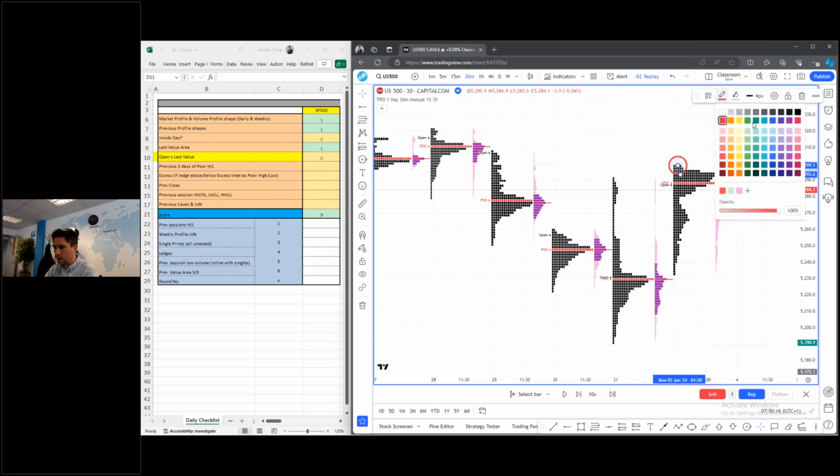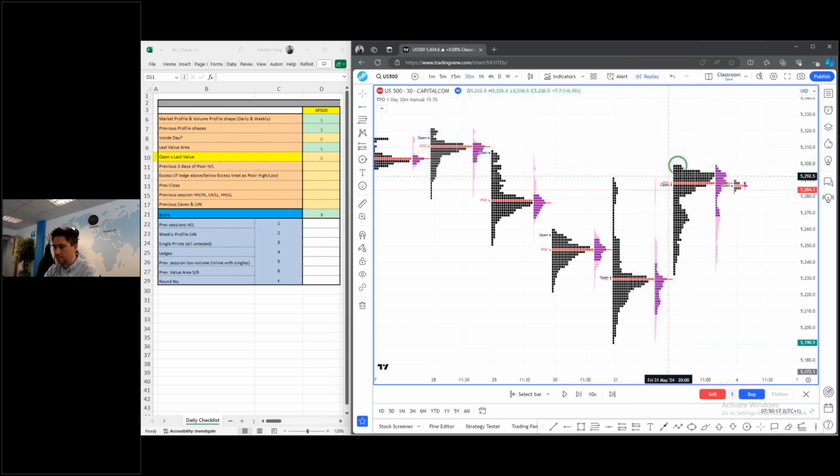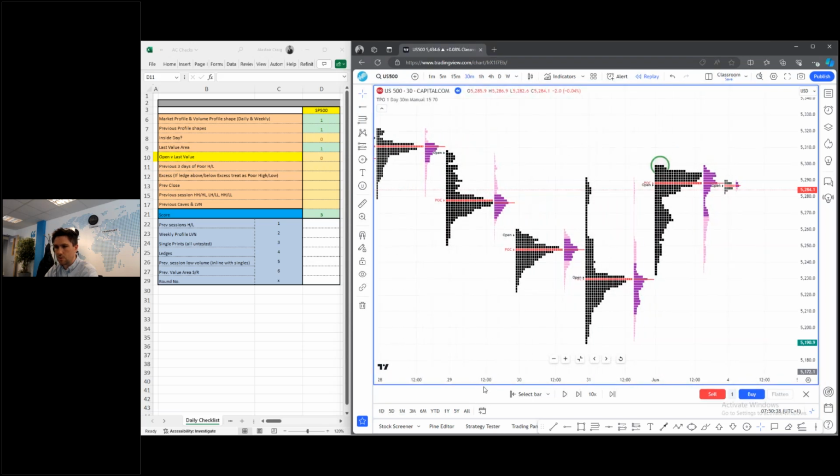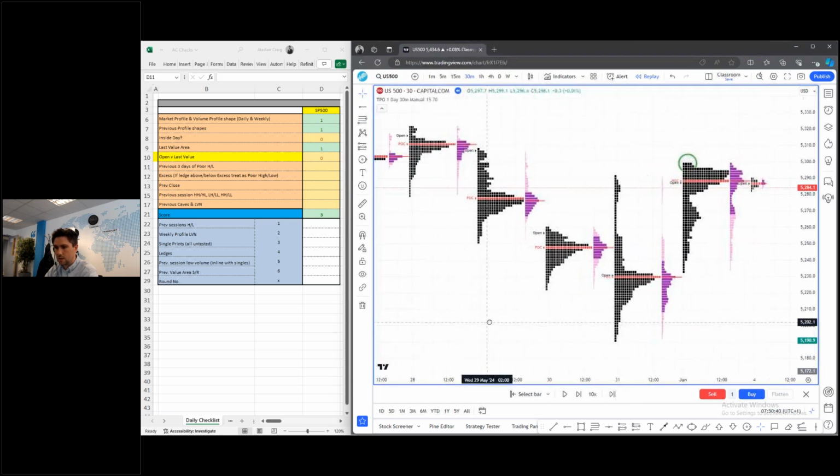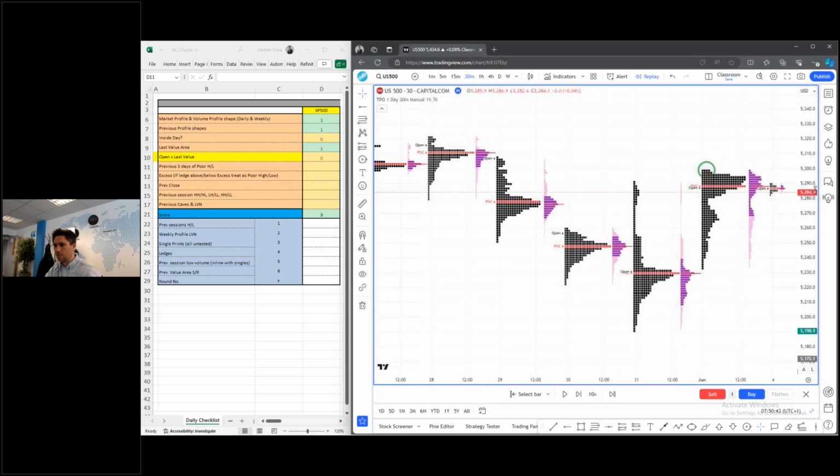we have got poor highs. I've got 4 TPOs sat right at the top of the profile. That's a very, very positive thing for buyers. That's telling us that we came up to these highs, we spent a significant amount of time, there was a lack of willingness to sell this market, and buyers are firmly in control. Now the assumption we make with poor highs and lows is that they will go on to be broken. Don't know when, but they are likely to go on to be broken.